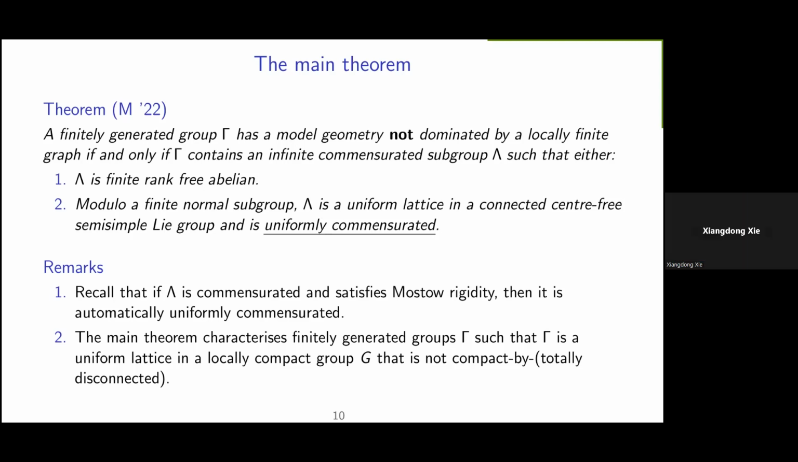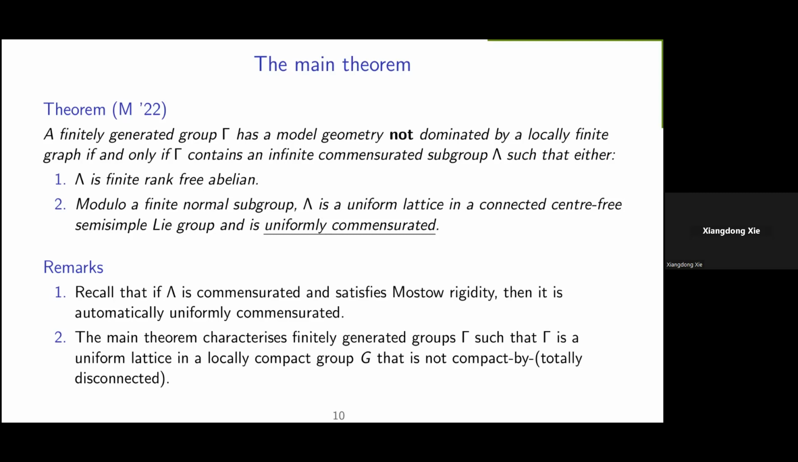Yes. A natural question for the second part: which semi-simple Lie groups have a uniform lattice that is uniformly commensurated? Sorry, I stated it incorrectly. We want lambda to be uniformly commensurated in gamma, not in the semi-simple Lie group. I stated it ambiguously. We want lambda to be uniformly commensurated in gamma, and we don't care about whether it's uniformly commensurated in the semi-simple Lie group. Thanks for clarifying. Does that help?